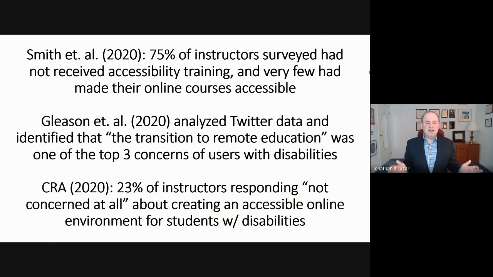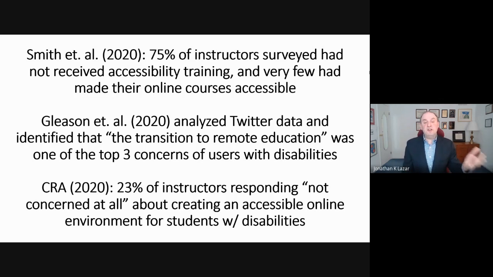Now, there are a few studies over the last year, generally surveys or data collection, related to understanding instructors and universities. For instance, Smith and colleagues surveyed instructors, and 75% of the college instructors that they surveyed hadn't received any accessibility training, and most had not made their online courses accessible. Cole Gleason and his colleagues analyzed Twitter data and found that for people with disabilities, the transition to remote education was one of the top 3 concerns of users with disabilities.